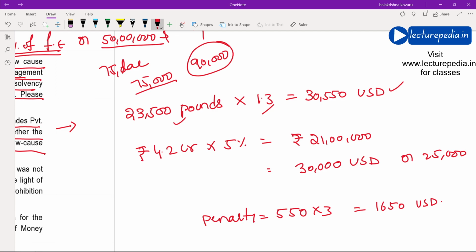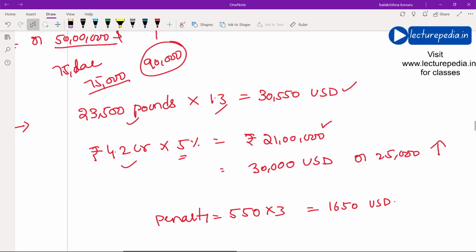But what is the maximum amount of commission that can be paid? It is 5% of the value of inward remittance regarding the sale of such property. Now the property has been sold at 4.2 crores. Now 5% of such 4.2 crores turns out to be 21 lakh rupees. Now if you convert this 21 lakh rupees into US dollars, it would turn out to be 30,000 US dollars. Thereby 5% of inward remittance or $25,000, whichever is higher, is the maximum amount of commission that can be paid.